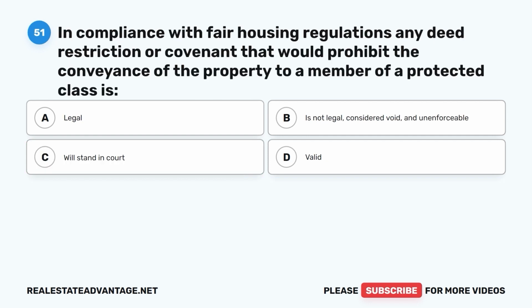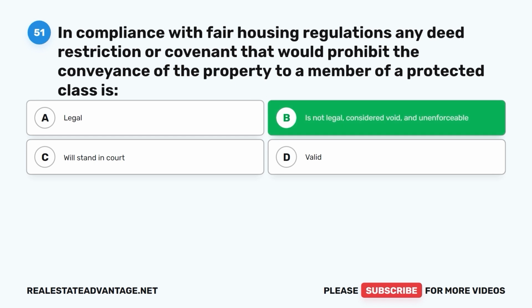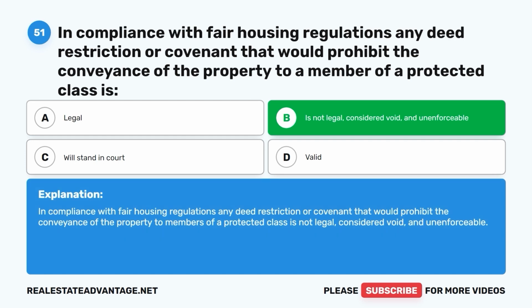Question 51. In compliance with fair housing regulations, any deed restriction or covenant that would prohibit the conveyance of the property to a member of a protected class is A. Legal. B. Is not legal, considered void and unenforceable. C. Will stand in court. D. Valid. The correct answer is B. Is not legal, considered void and unenforceable. In compliance with fair housing regulations, any deed restriction or covenant that would prohibit the conveyance of the property to members of a protected class is not legal, considered void, and unenforceable.